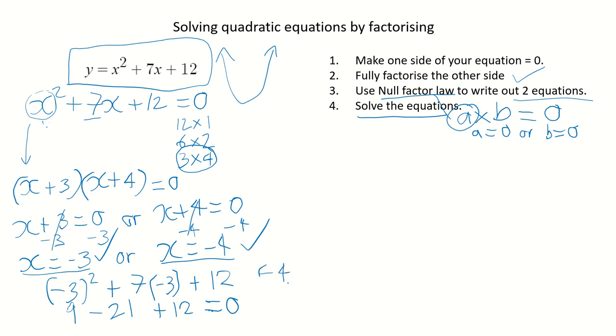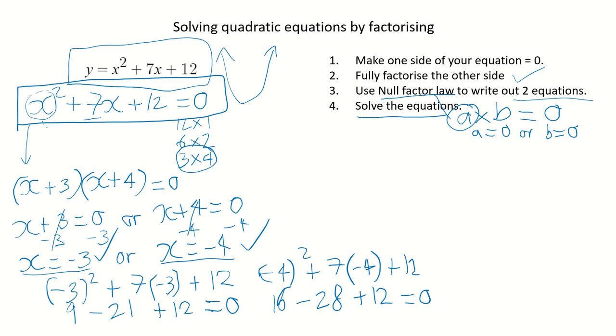If we chucked in negative 4 squared plus 7 lots of negative 4 plus 12, well, I'm going to get negative 4 times negative 4, which is positive 16. And 7 lots of negative 4 is negative 28, plus 12. And if I add the 16 and the 12, I get 28. Subtract the 28, I'll get 0. So negative 4 is a solution too. So this quadratic equation has two solutions. It has negative 3 and negative 4.